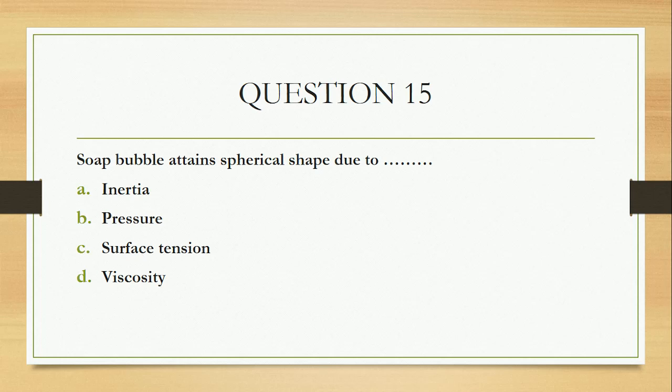Our next question is, soap bubble attains spherical shape due to option A, inertia, option B, pressure, option C, surface tension, or option D, viscosity. And the correct option is option C, surface tension.